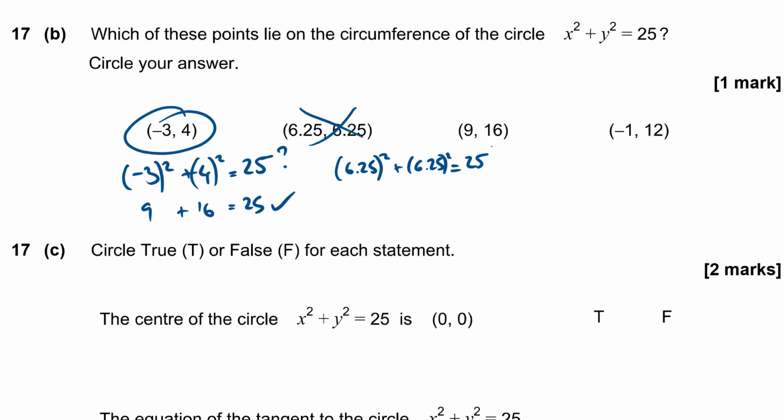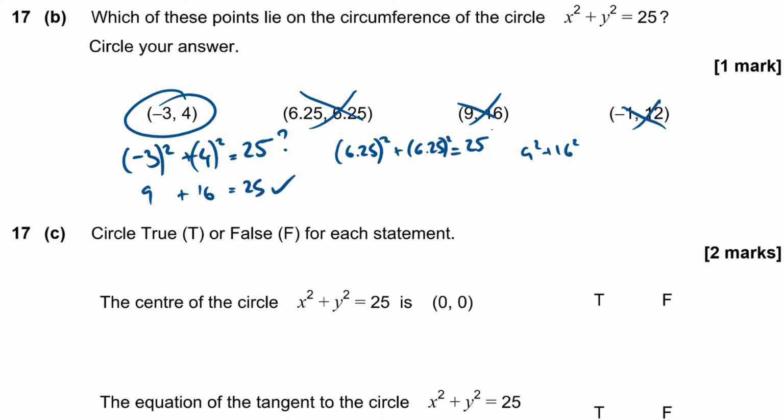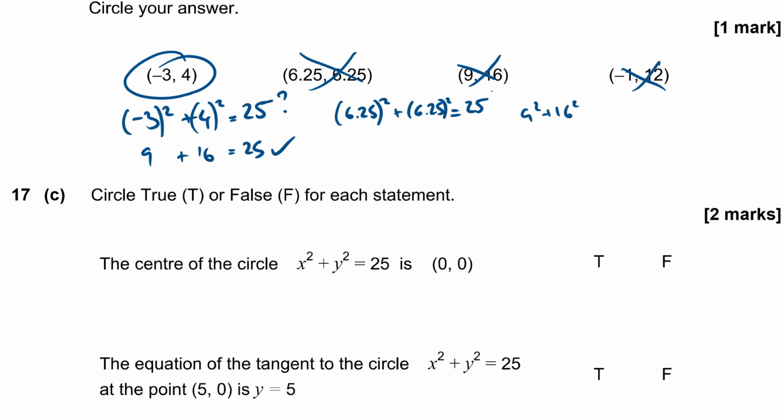9 and 16: is 9 squared plus 16 squared equal to 25? Well, I can already see that's much too big, so no. And minus 1 and 12, again 12 squared is 144, so it's going to be too big, so not that one either. So it's just the minus 3 and 4.